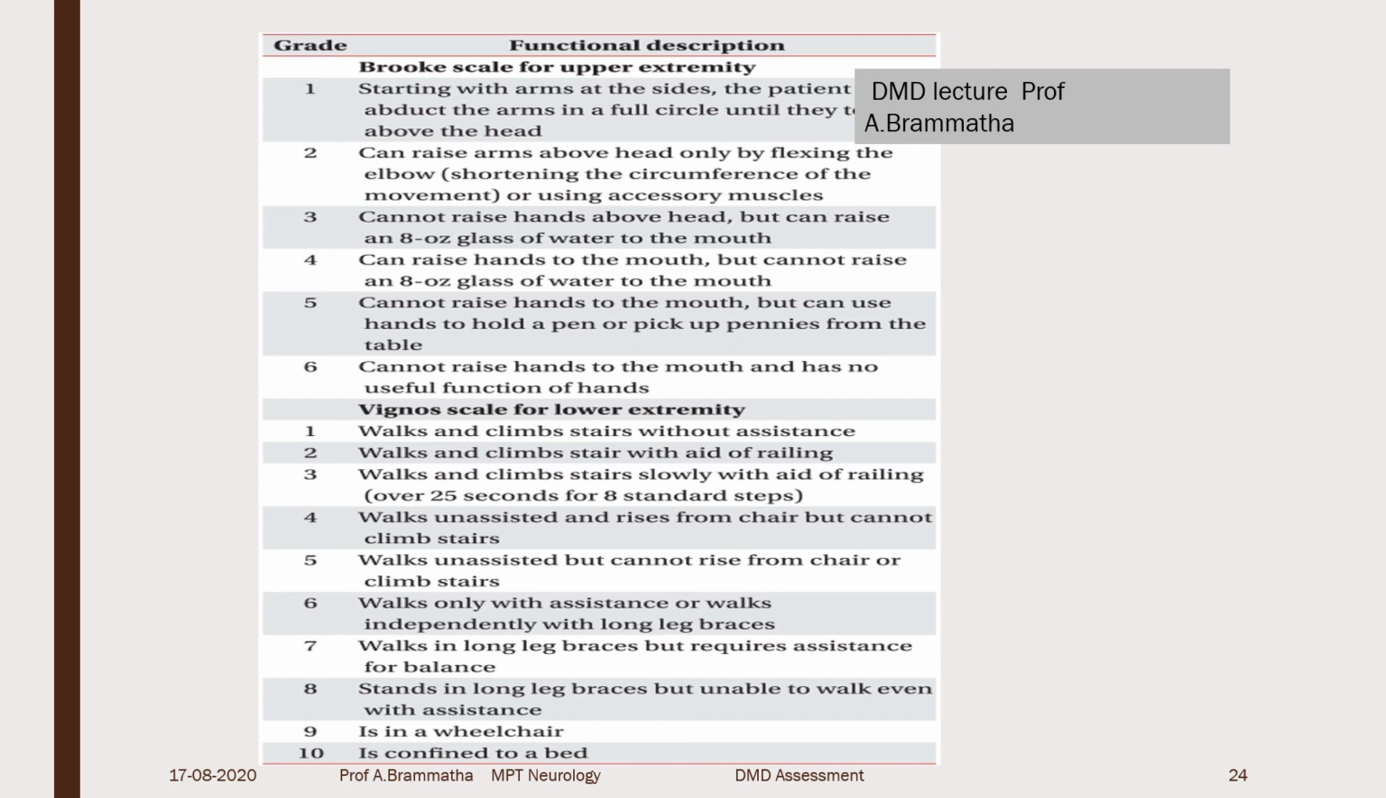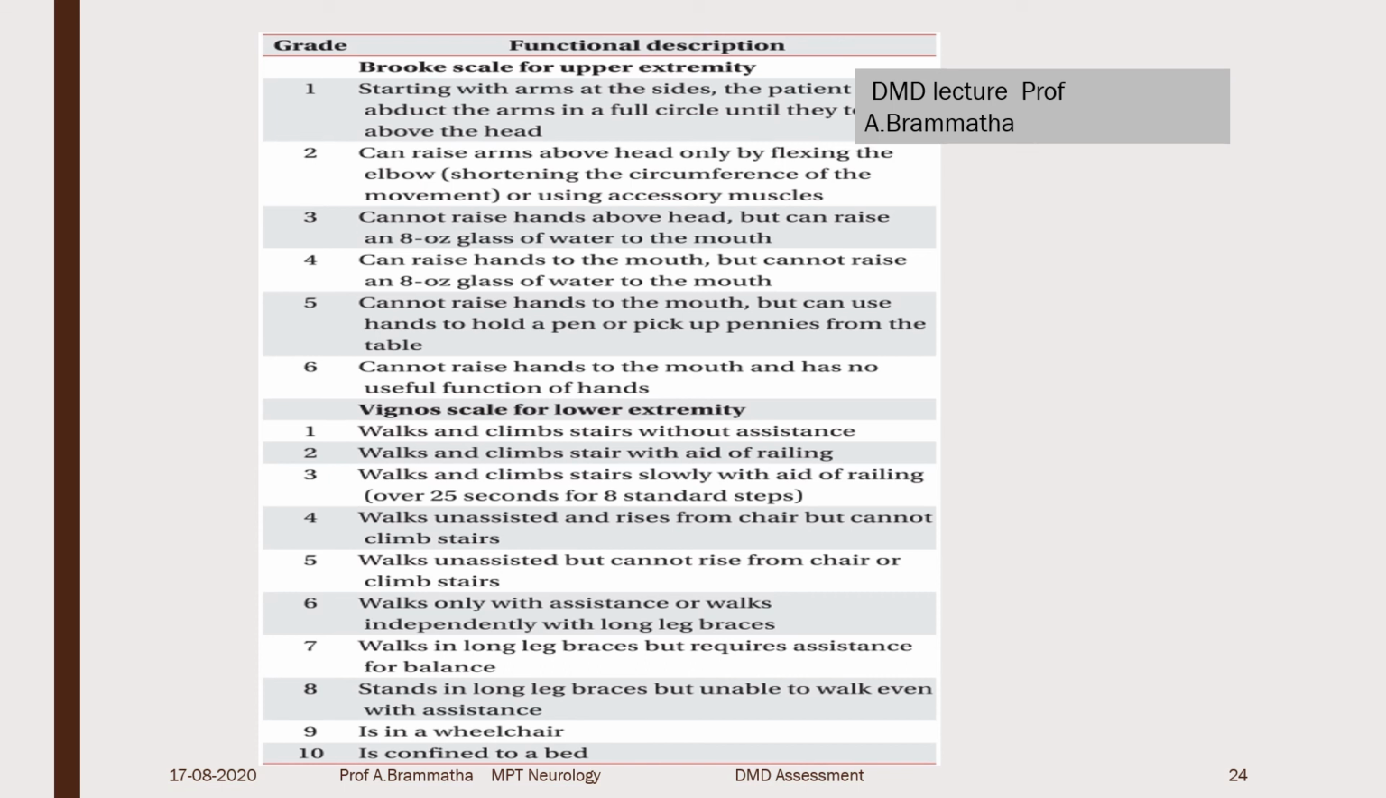And 6 is nothing could be possible, cannot raise the hands to the mouth and has no useful function of the hands, because two functions are very important. One is taking your hand to the mouth for feeding and eating, and second one is keeping your forearm stabilized on the table and using your hand to do certain activities. So if those two are lost, then there is no function. So that is what grade 6. So this Brooke scale is for upper extremity.